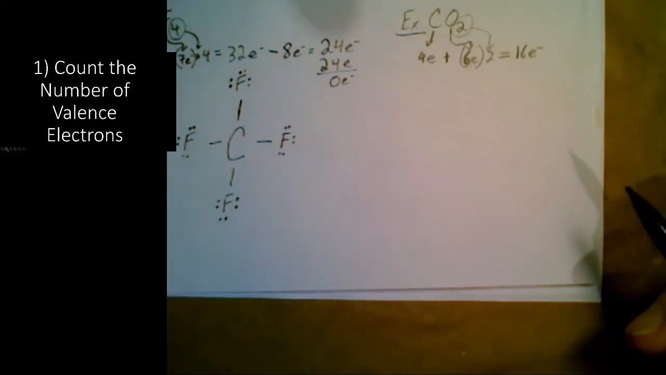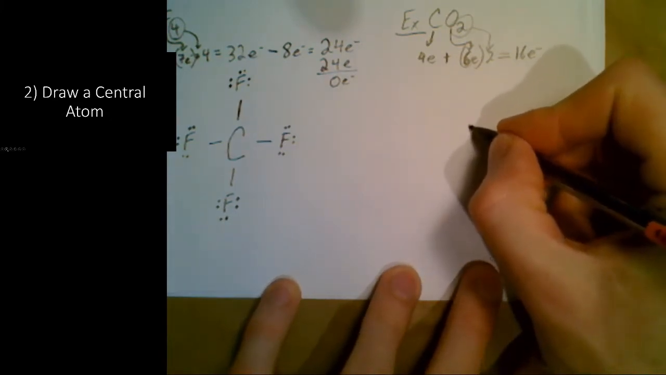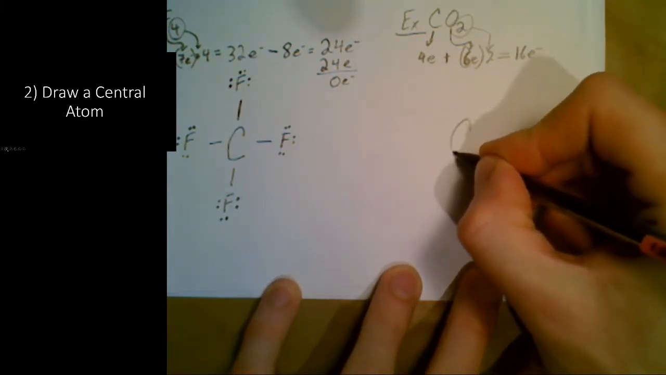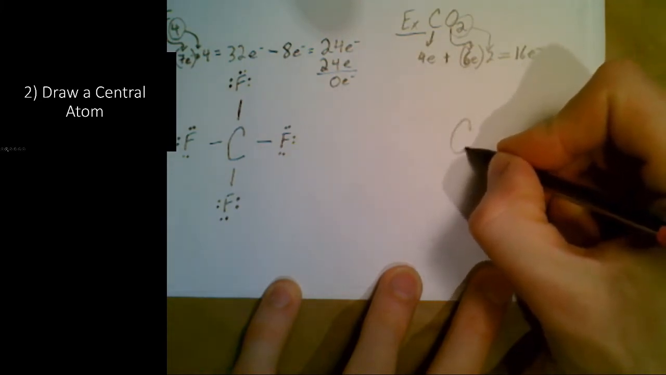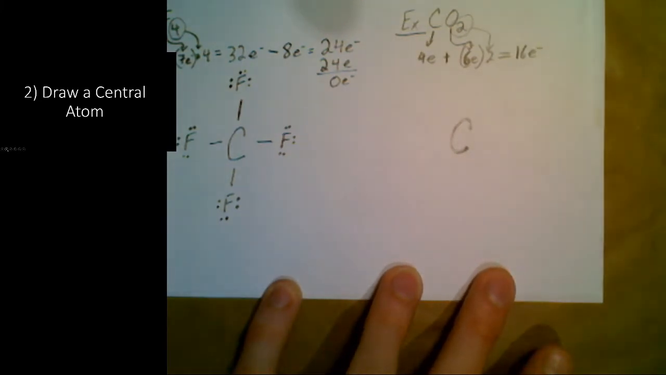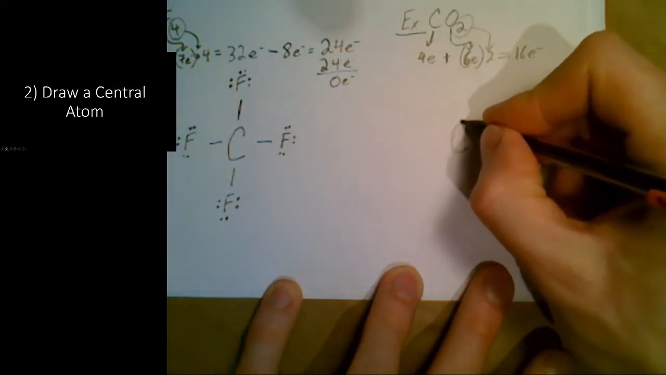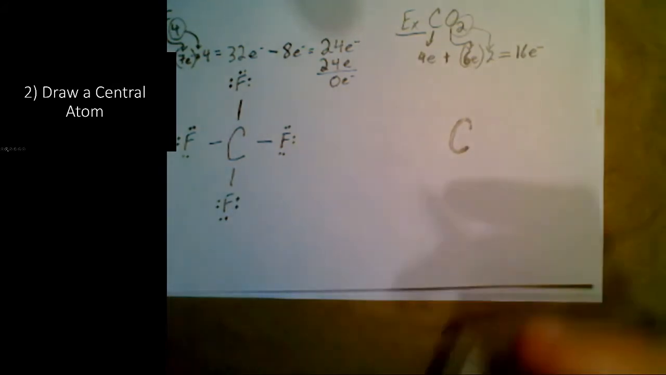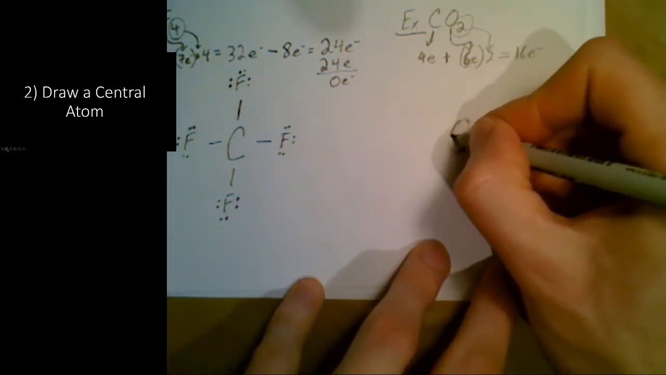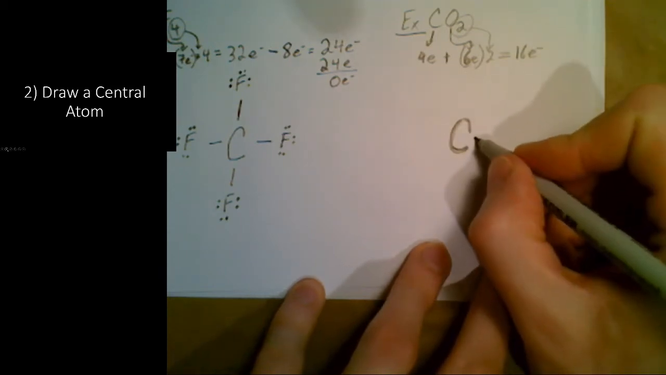Next step is we have to draw our central atom. So that's going to be carbon again. Carbon is going to be our central atom because if carbon is in the compound, it's always the central atom. Okay? Next step, I'm going to use a marker so that you can see a little bit easier until we get a little bit further.